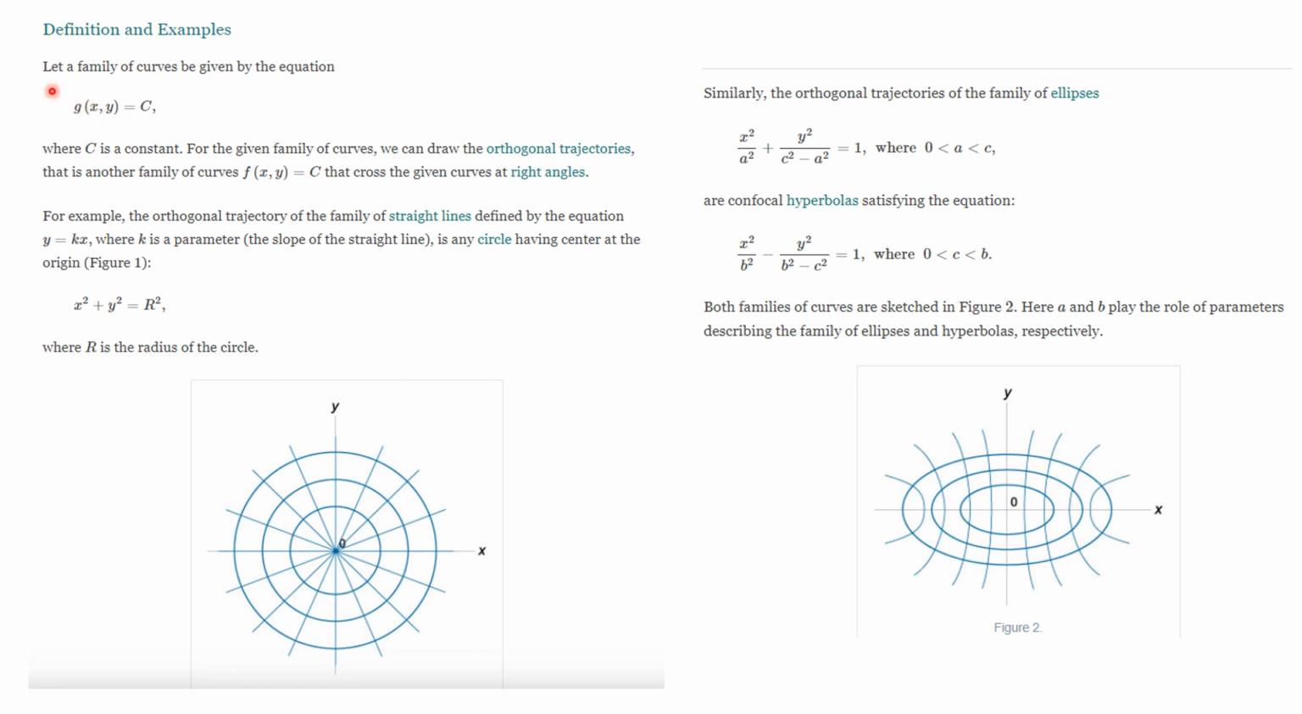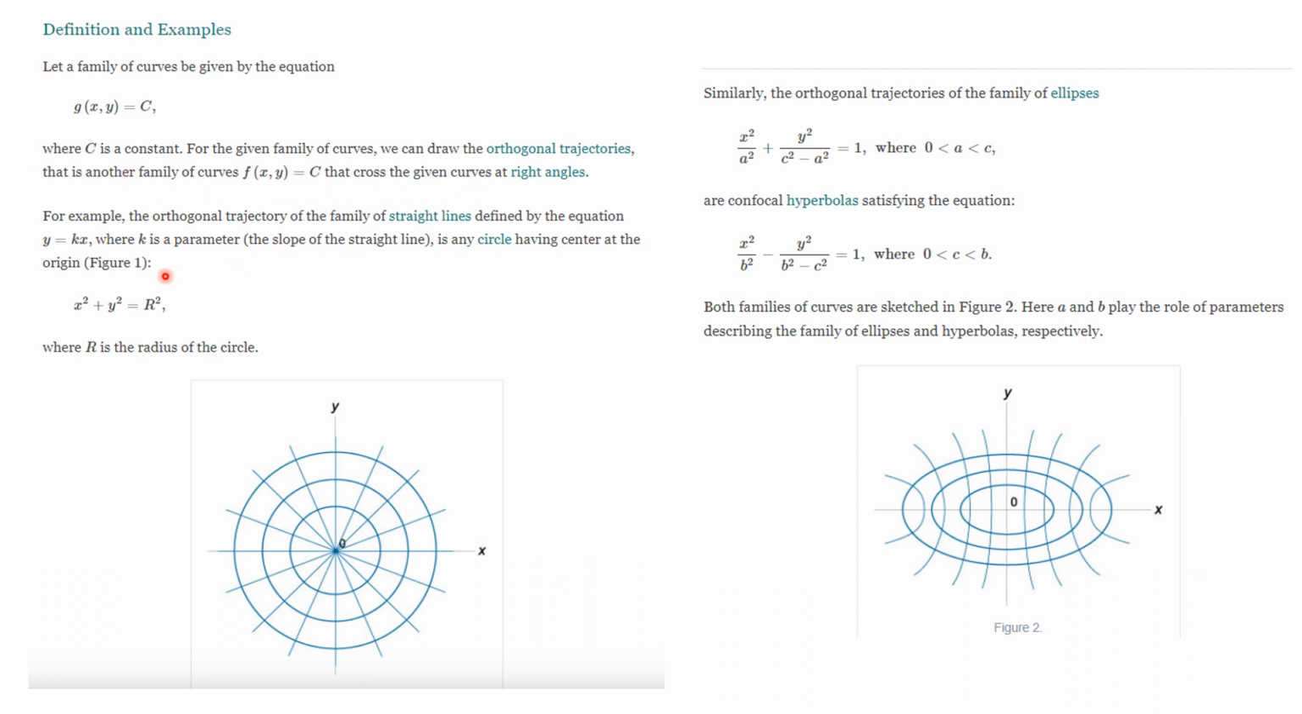So, suppose we start with a family of curves given by this implicit equation where c is a constant. Now, for this given family of curves, we can draw the orthogonal trajectories, and that is another family of curves. This was G, and we're looking for F's that cross each of these given curves at right angles.